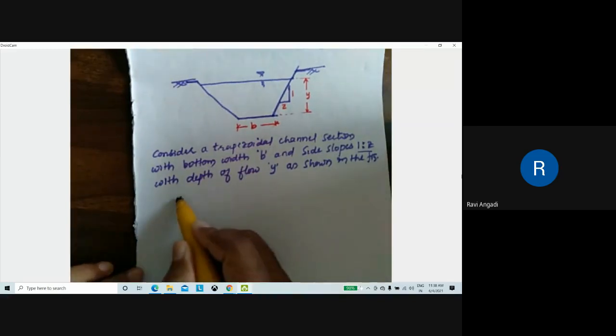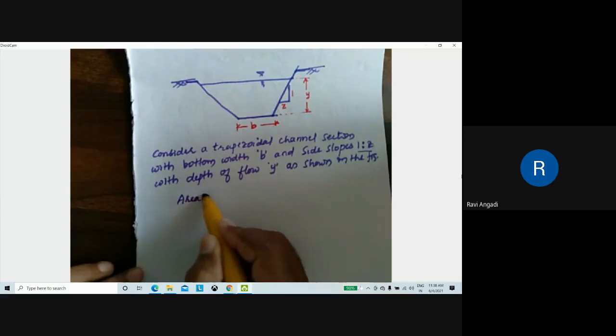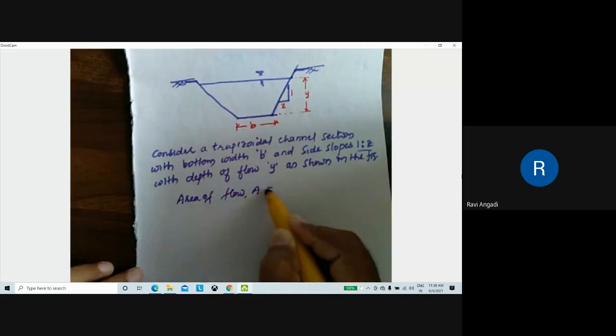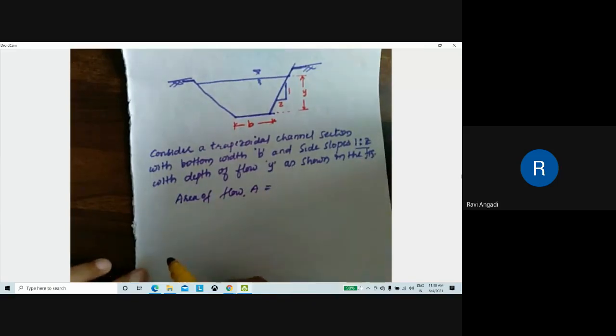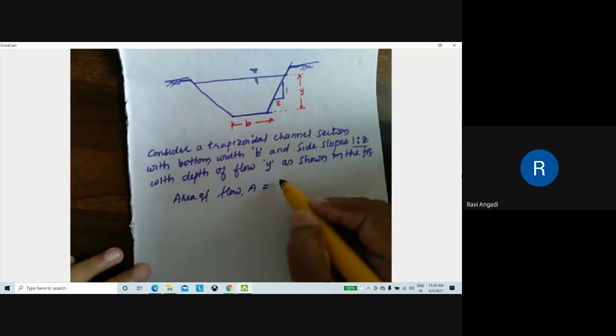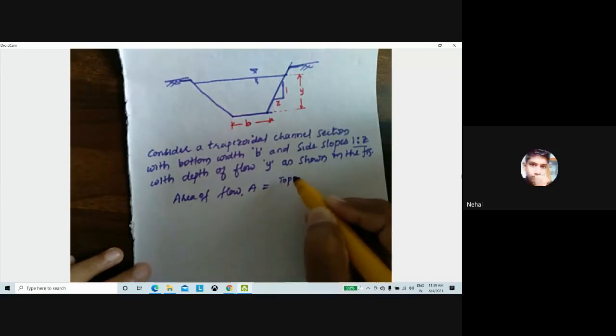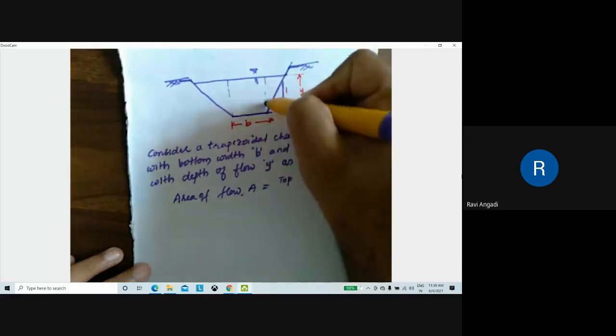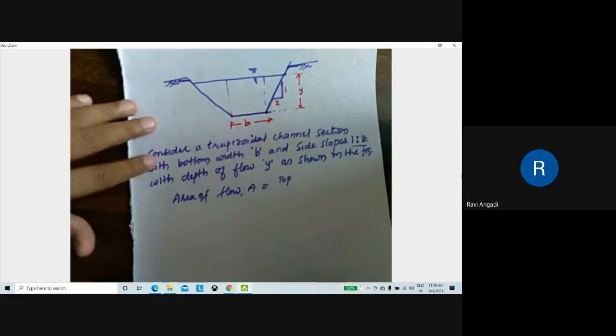Now you have to calculate the area of flow, that is A. Can anyone tell me how you will get the trapezoidal area? Is it area of triangle plus area of rectangle? Yes, area of triangle plus area of rectangle you will get. So you can calculate this area.